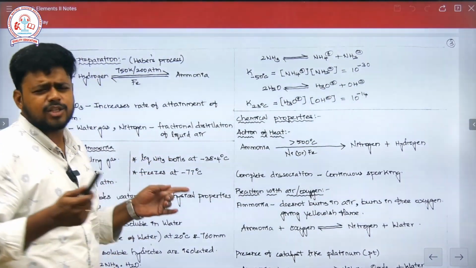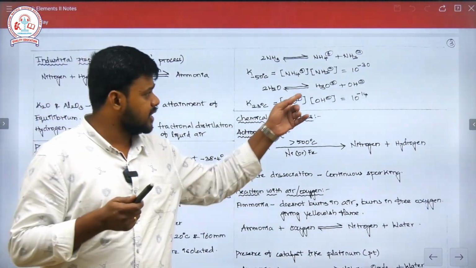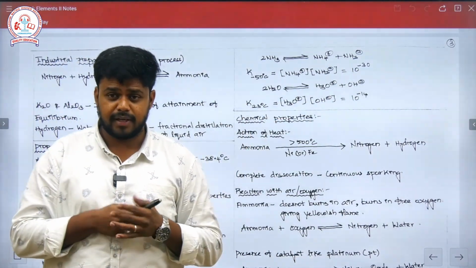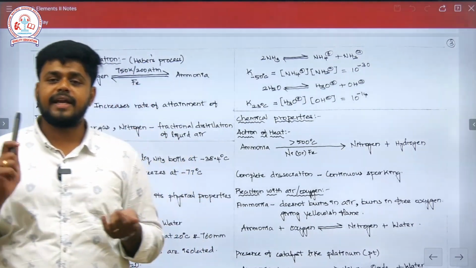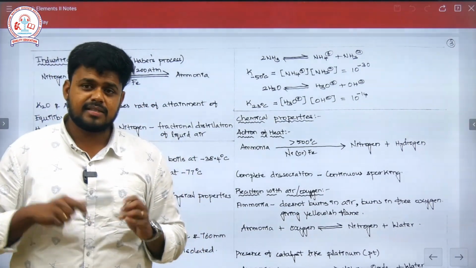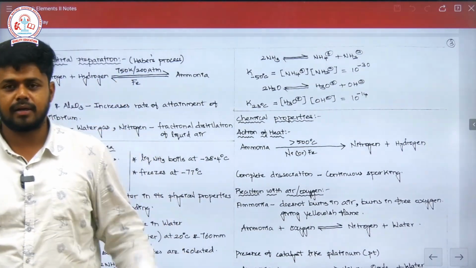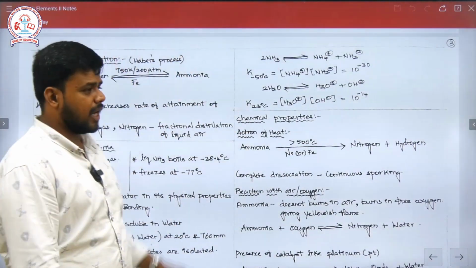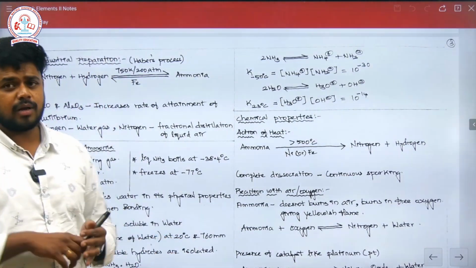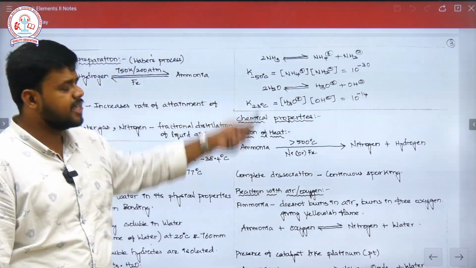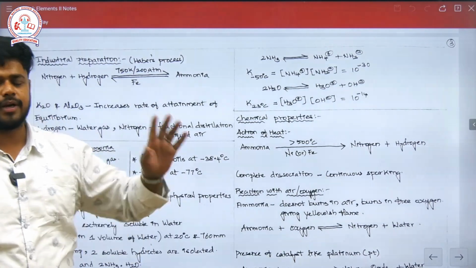So this question you may expect, because these are questions which other people may not expect in the examination. Show that the dielectric constant of ammonia is high, or show that ammonia is a fairly good ionizing solvent like water. So you have to state that it's a good ionizing solvent like water, and by establishing this equilibrium constant expression you will be able to find that.